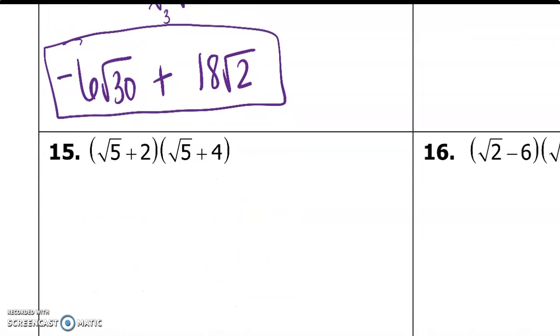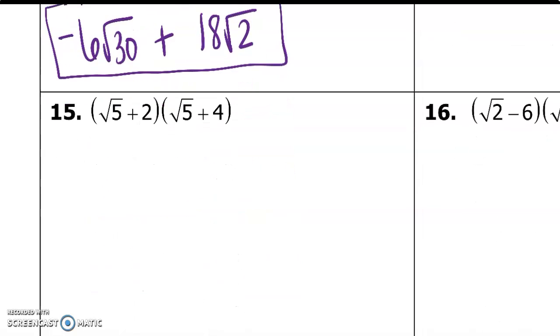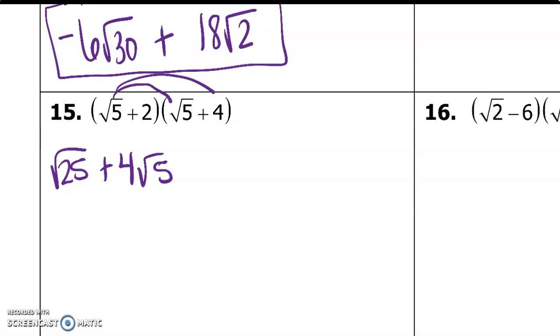Number 15, we have square root of 5 times square root of 5. The long way to do that is square root of 25. If you can realize that those are just going to cancel out to positive 5, that's great. Plus 4 square root of 5. Now we distribute this one, plus 2 square root of 5, and plus 8.